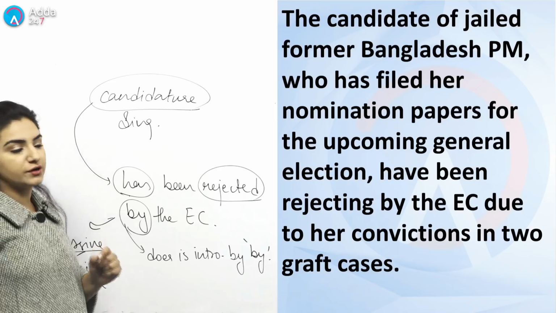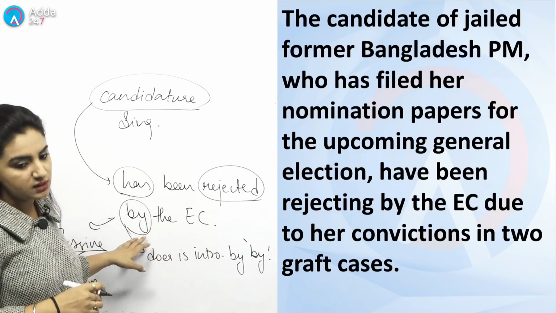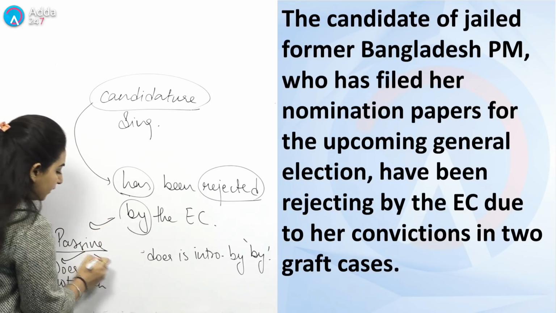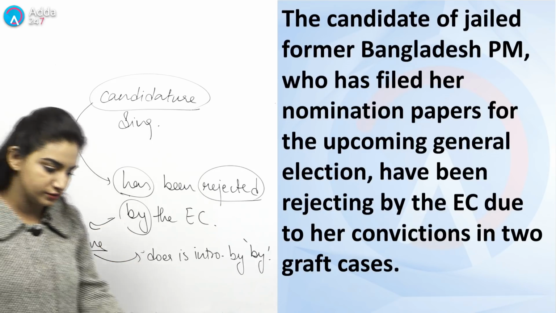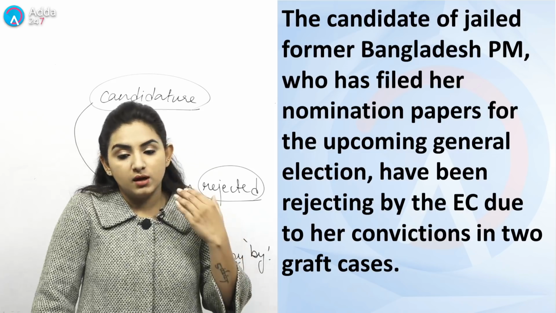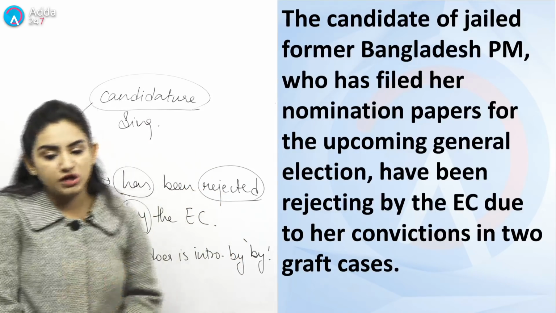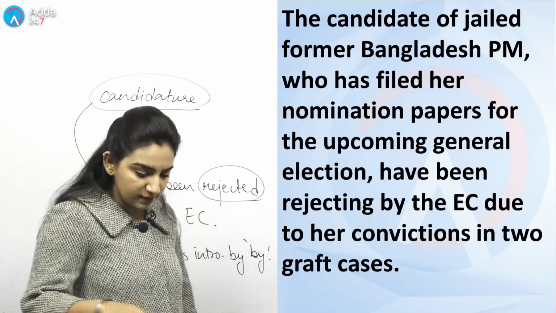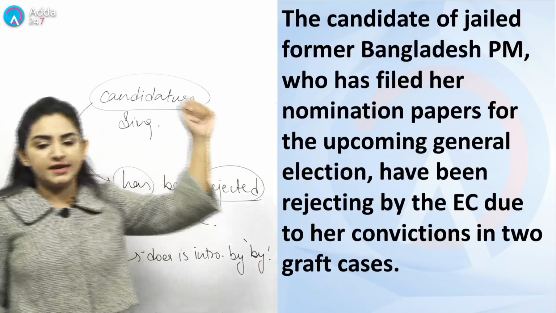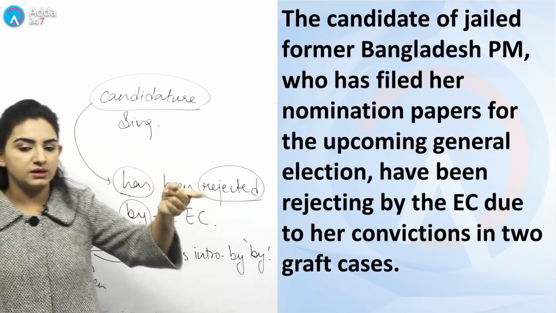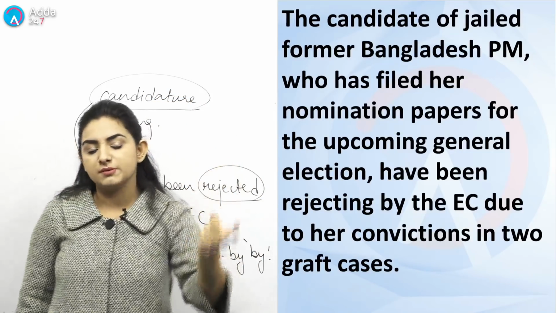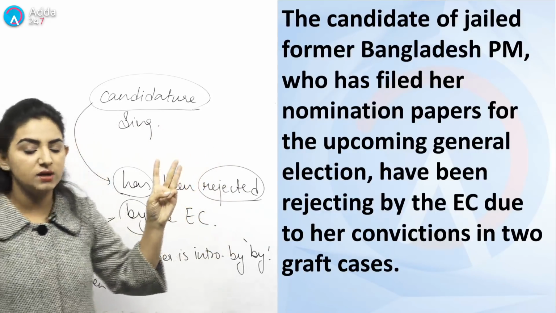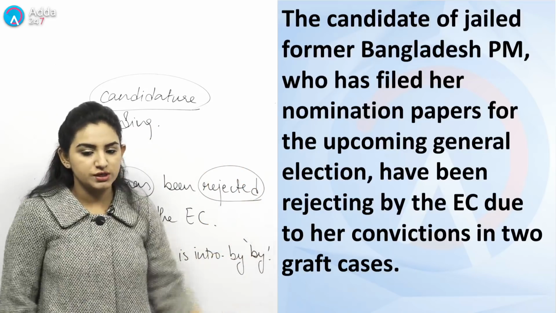जब doer introduced by से होता है, जैसे यहाँ पर है ना, तो भी हम पैसिव वॉइस का यूज करते हैं. तो 2 कंडीशंस हैं पैसिव वॉइस को यूज करने की. एक डूअर दिया ना हो और दूसरी डूअर बाय से इंट्रोड्यूस्ड हो. ठीक है? सो इट शुड बी व्हाट? हैज बीन रिजेक्टेड बाय द इलेक्शन कमीशन ड्यू टू हर convictions in 2 graft cases. Got that? Yes. So it should be the candidature of jailed former Bangladesh PM who has filed her nomination papers for the upcoming general election has been rejected by the election commission due to her convictions in 2 graft cases.